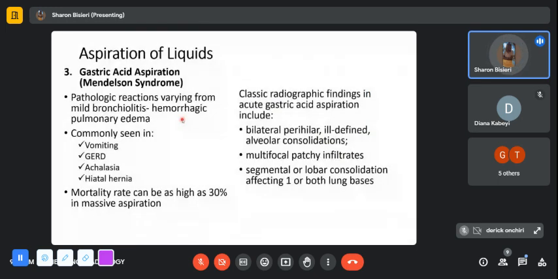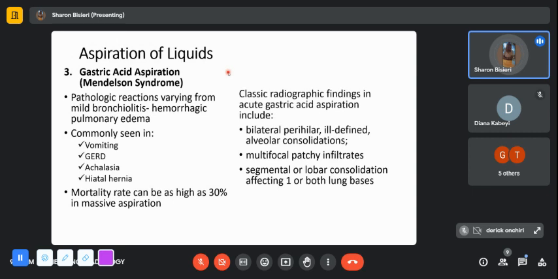So next we look at aspiration of liquids, and in this case the liquid we're going to be looking at is gastric acid aspiration, and this will result in Mendelson syndrome. For Mendelson syndrome, the pathologic reactions will vary from mild disease, where you have mild bronchiolitis, to hemorrhagic pulmonary edema. Aspiration of gastric acid is commonly seen with individuals who have persistent vomiting, gastroesophageal reflux, achalasia when you have poor relaxation of the lower esophageal sphincter, and in patients who have hiatal hernias.